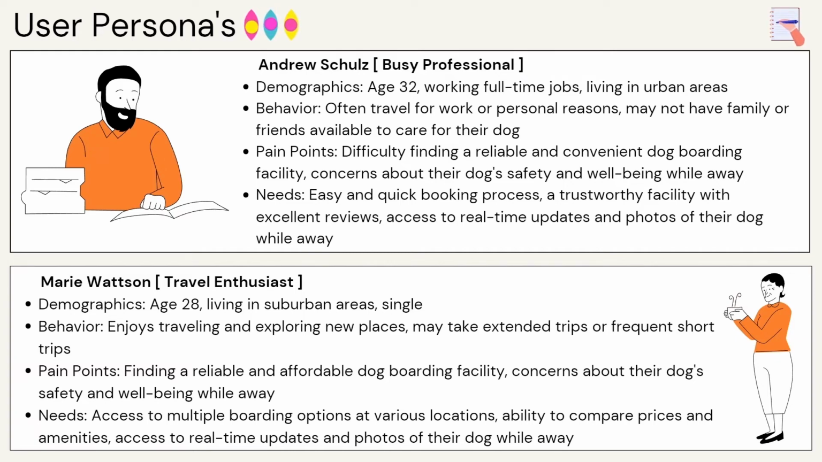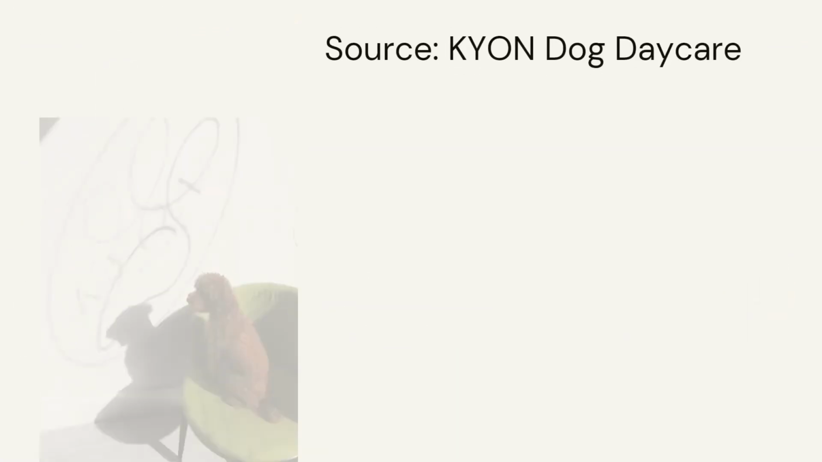The second one is Mary Watson. She's a travel enthusiast and she's 28, living in a suburban area of Toronto, and she's single. She loves to travel and explore new places, and she might extend her trip or take frequent short trips. Her pain point is finding reliable and affordable dog boarding facilities, and she's concerned about her dog's safety while she's away. Her needs are access to multiple boarding options at various locations, the ability to compare prices and amenities, and access to real-time updates and photos of her dog while she's away.